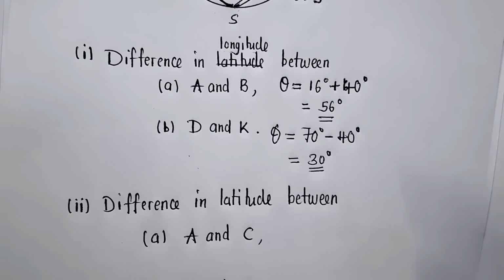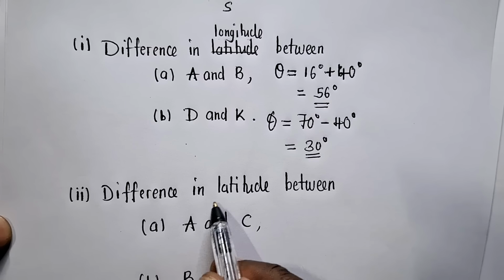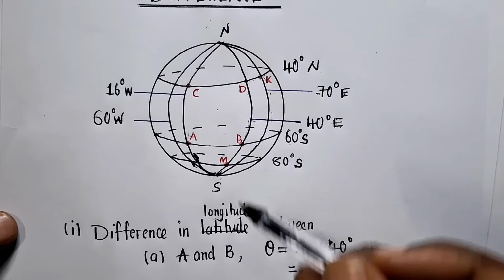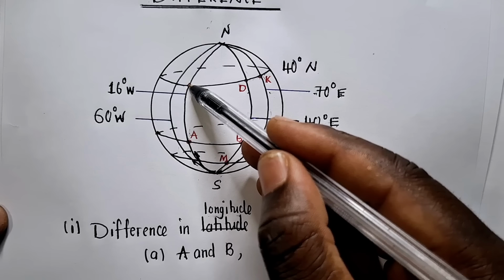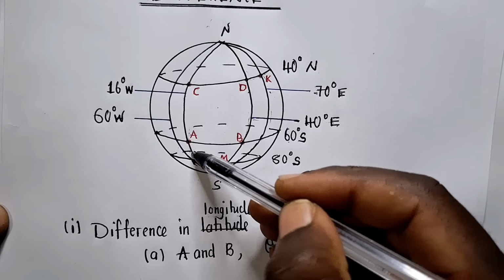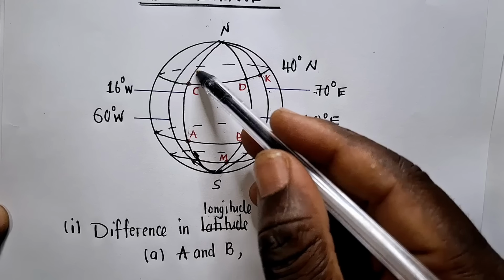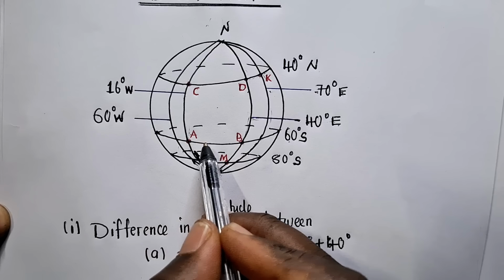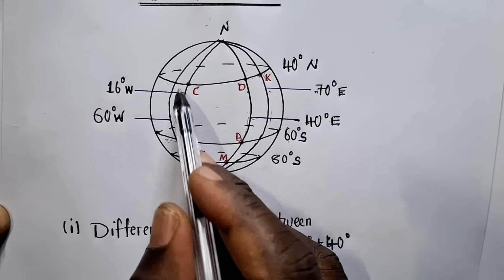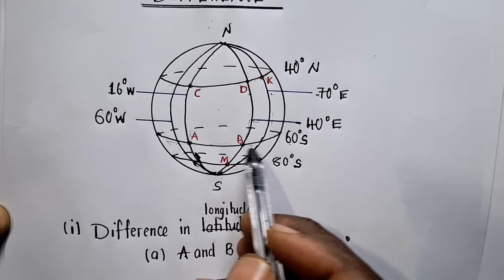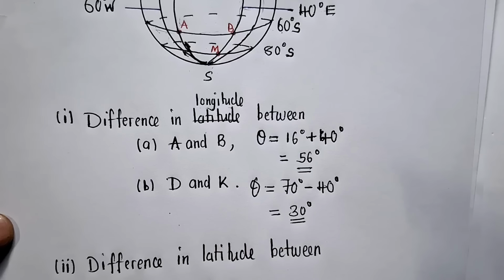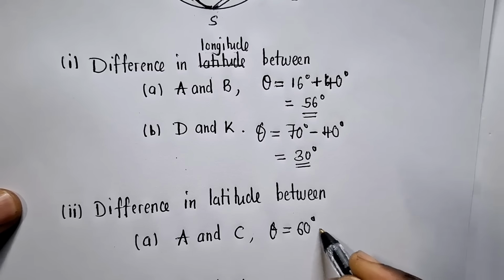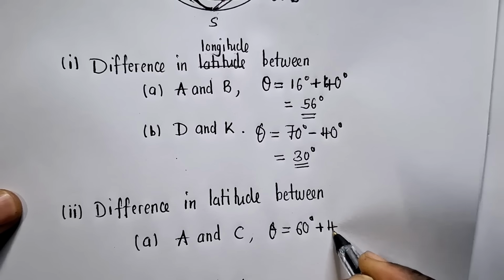Let's check out number 2 here. They are saying we find the difference in latitude between A and C. So look at this, this is between A and C. If you check nicely, it's happening along this 16 degrees west. It's a longitude. So what will follow here will follow the latitudes which are cutting this, so here and here. So what latitude is this? It's 60 degrees south. So we're going to say theta is equal to 60 degrees plus 40 degrees.